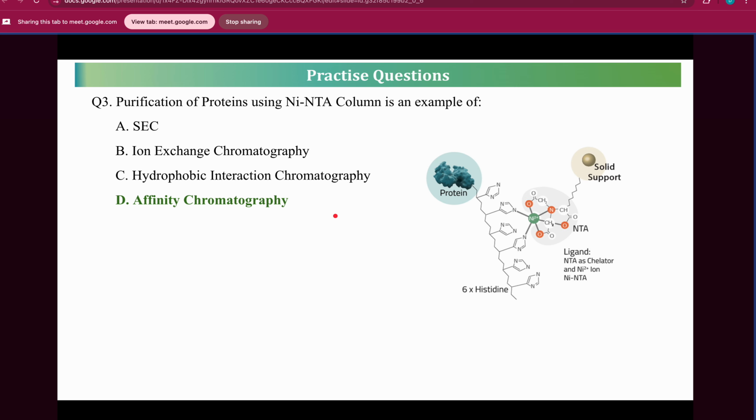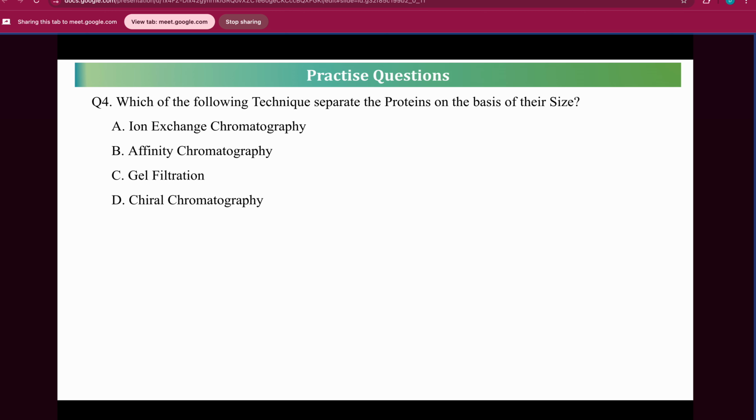So I hope it will be clear till now. Now let's look into the fourth question. The question is, which of the following techniques separates the proteins on the basis of their size? So this we have just discussed, and I hope you will be able to answer it.